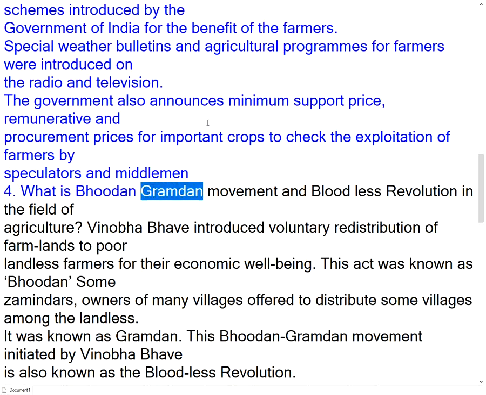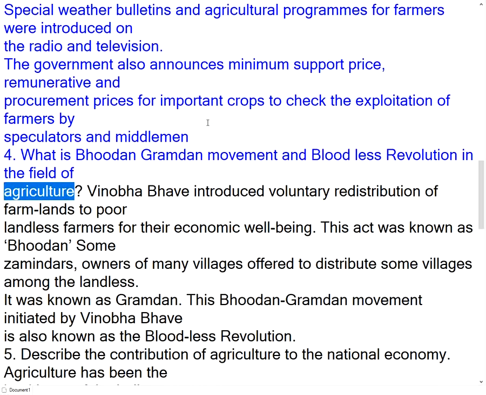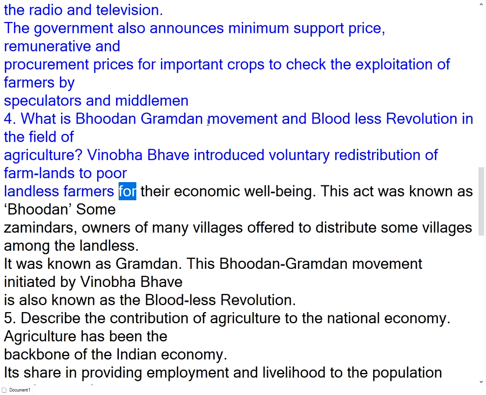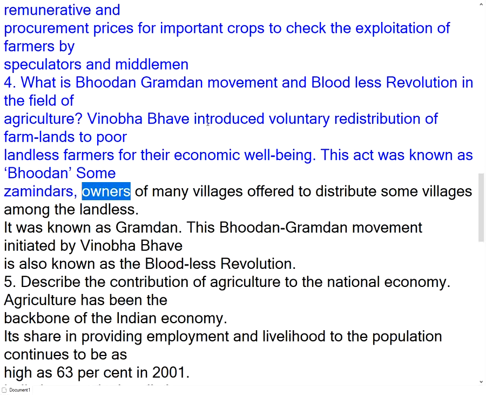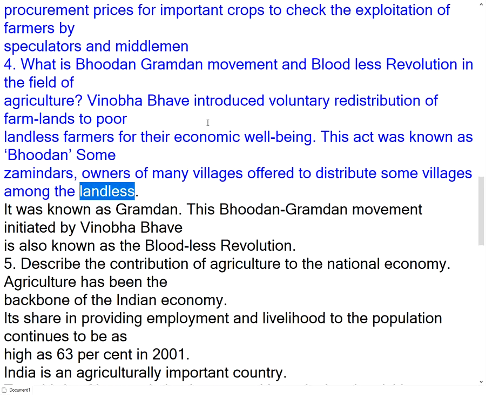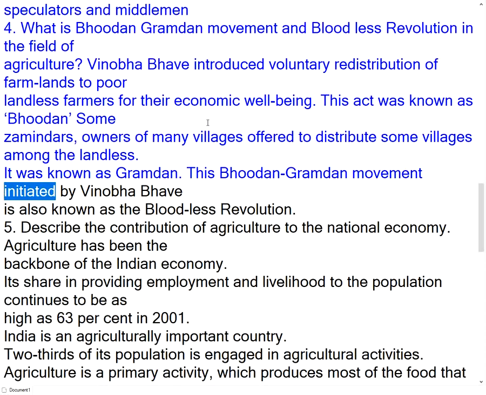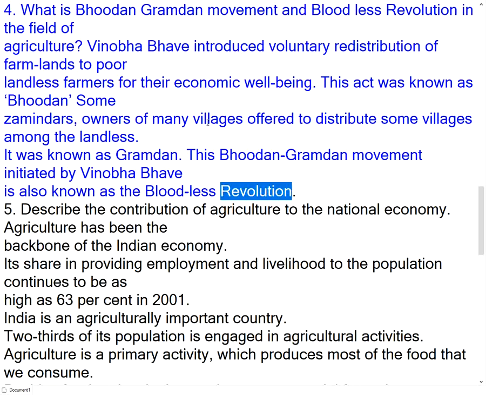4. What is the Bhudan Gramdan movement and bloodless revolution in the field of agriculture? Vinoba Bhave introduced voluntary redistribution of farmlands to poor, landless farmers for their economic well-being. This act was known as Bhudan. Zamindars, owners of many villages, offered to distribute some villages among the landless. It was known as Gramdan. This Bhudan Gramdan movement, initiated by Vinoba Bhave, is also known as the Bloodless Revolution.